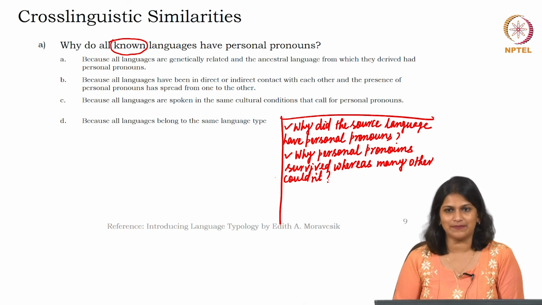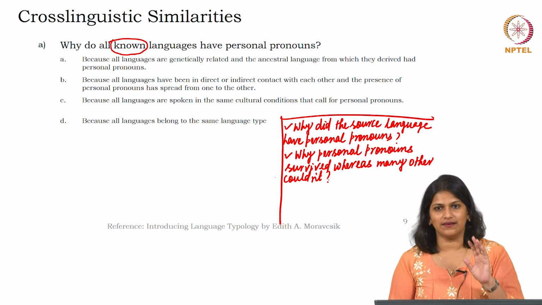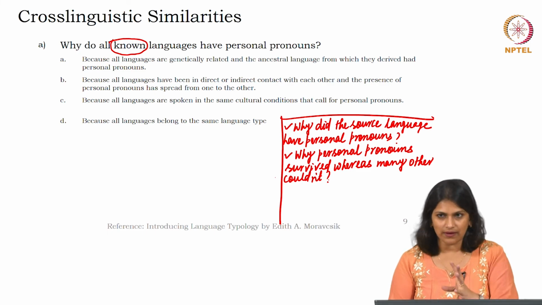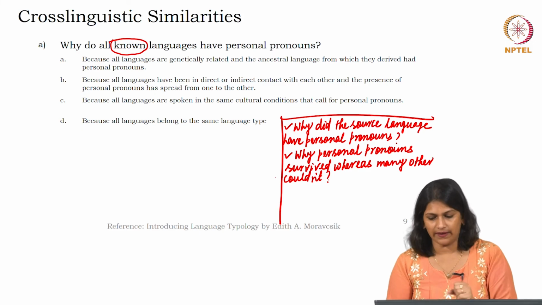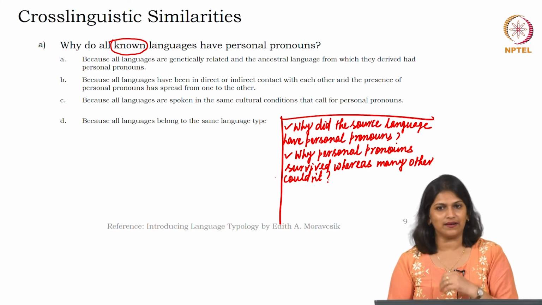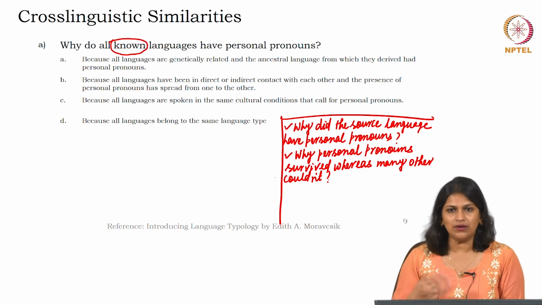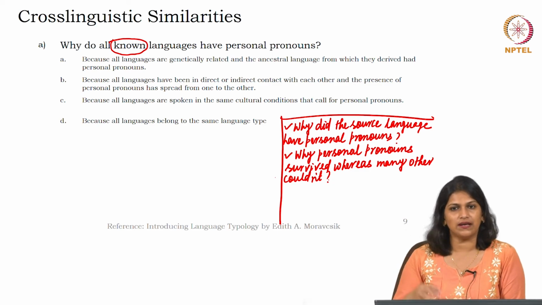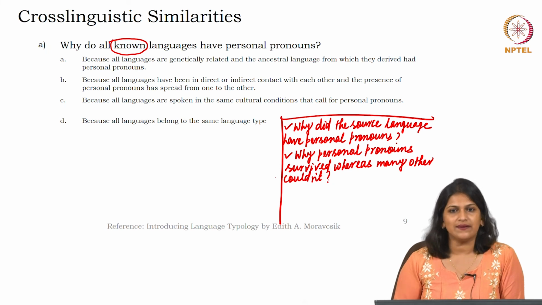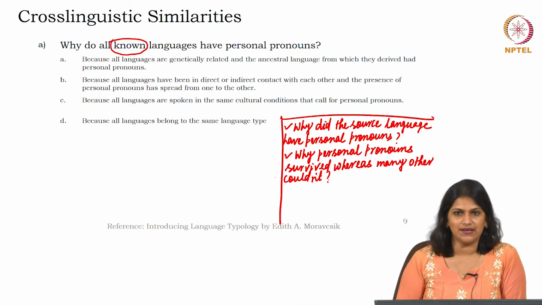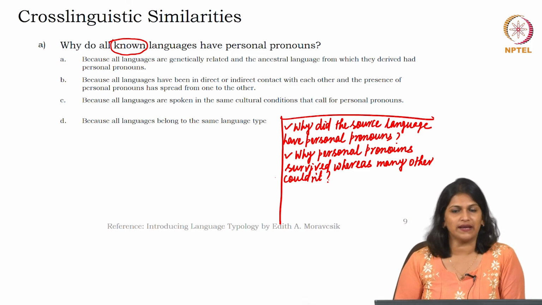Then the second question is, we assume that the source language had personal pronouns. Then the question is, how come only the personal pronouns, obviously with many other linguistic phenomena, survived the millennia? Millions of years have gone by. So, how come it is only the personal pronoun, along with some others definitely, that survived the millennia, but many others could not? So, these are the two questions which I do not think we can answer.